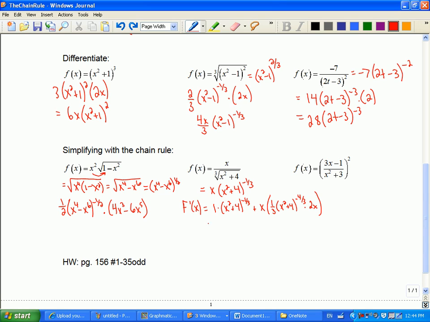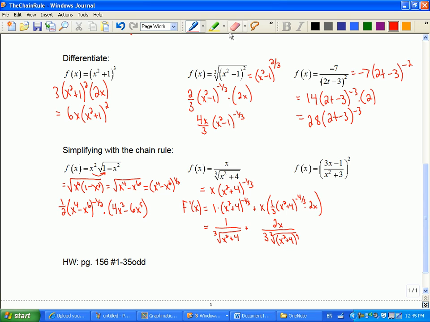And we could tidy that up a little bit, I suppose. I'm going to write it as, just to show you how it could be simplified, it's probably good that we practice one together. So this is 1 over the cube root of x squared plus 4. And over here, I've got 2/3. So I'm going to have 2x over 3 times, this will be the cube root again, x squared plus 4, and that'll be to the 4.